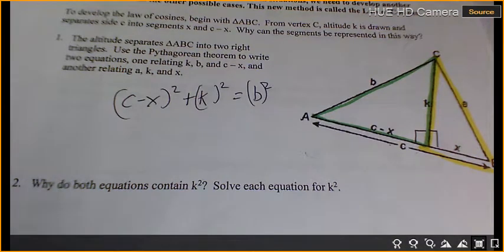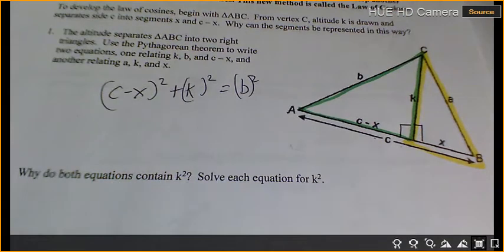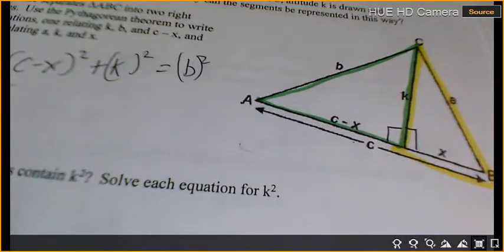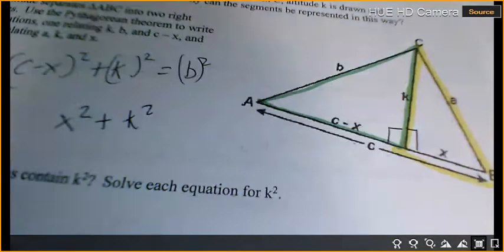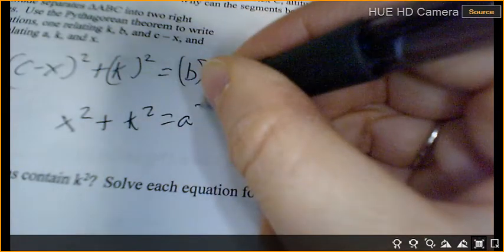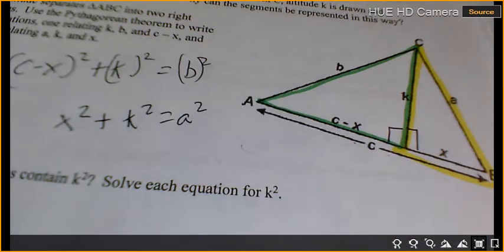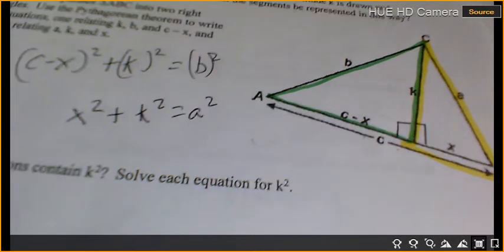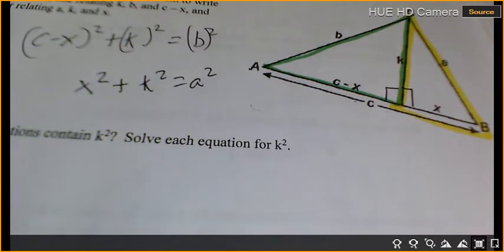Okay, and then I'm going to do the same thing for the yellow one. So what am I going to do for the yellow one? Anybody want to try? What would I do for that yellow one? x squared plus K squared equals a squared. Good. All right. Why do both equations contain K squared? Because they share a side, right? Because they both share a leg.